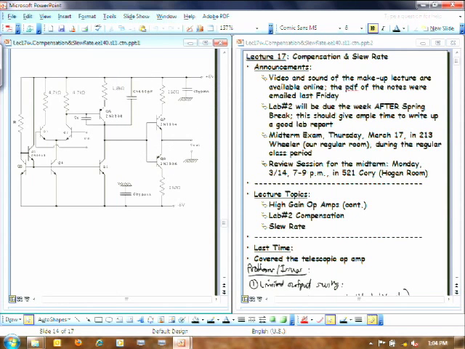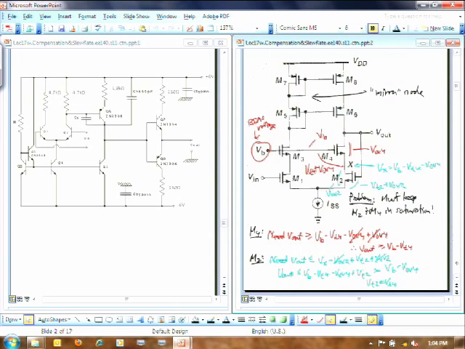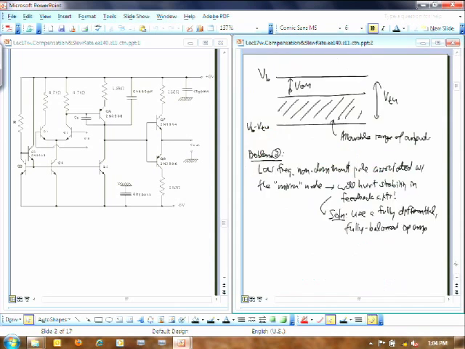Today we're going to continue high gain op amps, and we're going to talk about compensation for your lab and slew rate quickly for your lab. We just went through all the problems and issues with this, and so we ended up here. So one of our solutions to some of these problems that we're seeing, not only the problem with this non-dominant pole being at too low a frequency, but also the problem with the swing not being large enough.